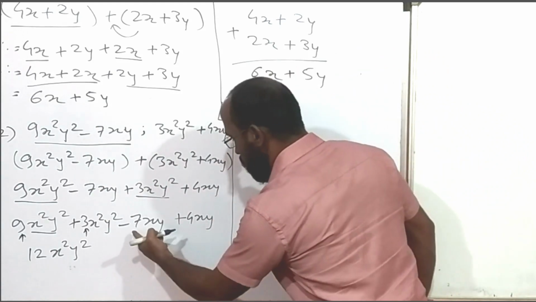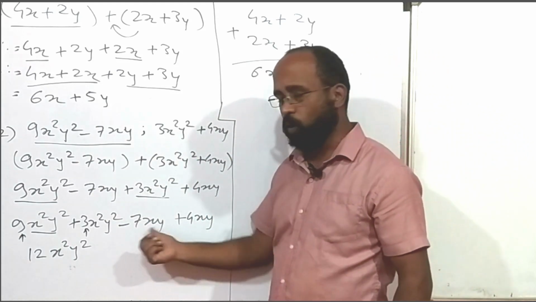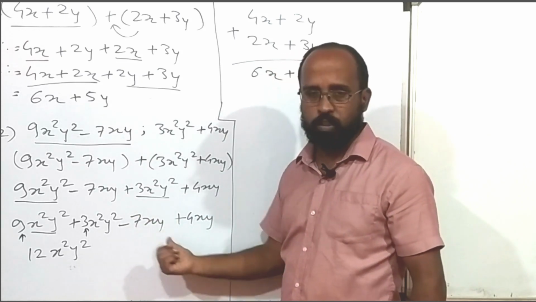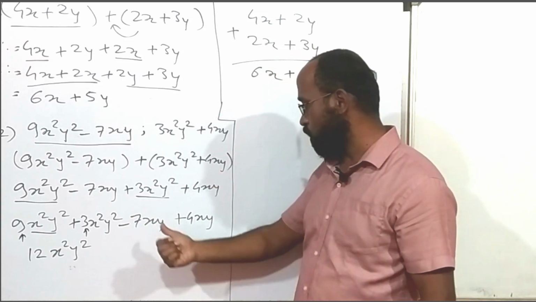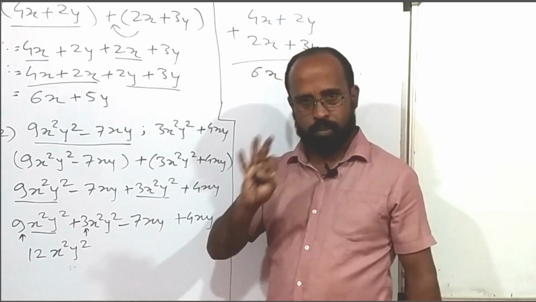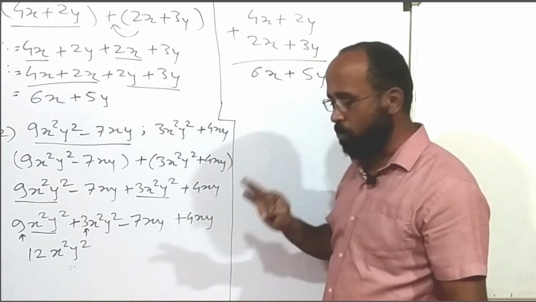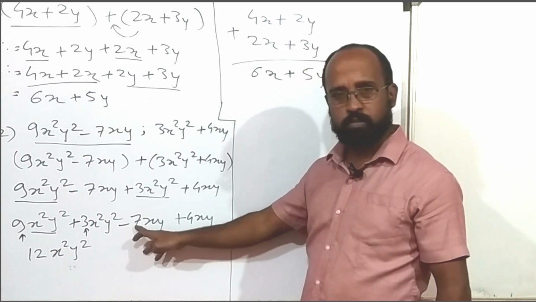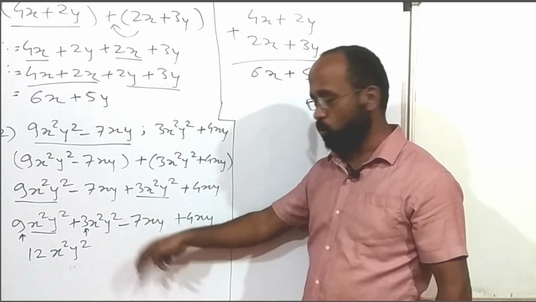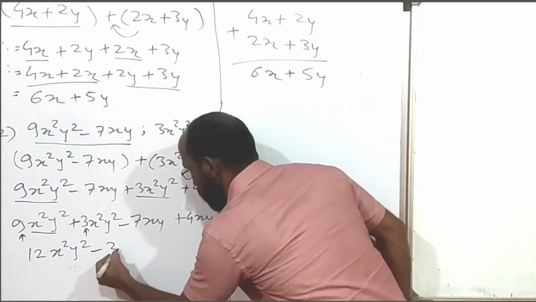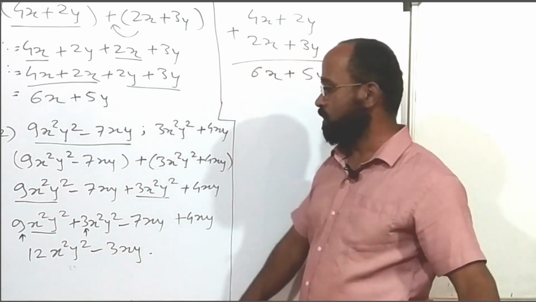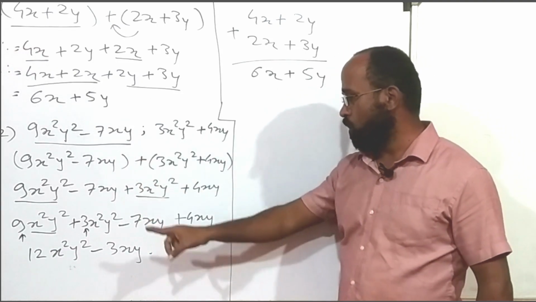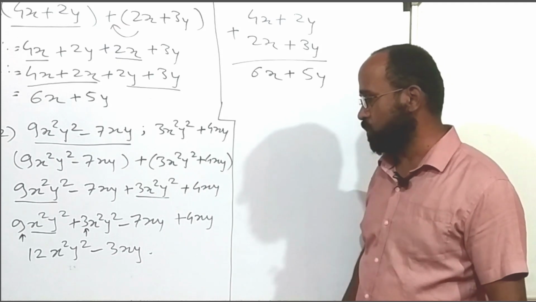Second one is minus 7xy plus 4xy. These two are like terms, but symbols are different. Minus plus minus, symbols are different. So what we have to do? Subtraction. So 7 minus 4, answer is 3. Plus 3 or minus 3, symbol of the greater number. Greater number is greater magnitude. Greater magnitude is 7. Symbol of 7 is negative. So negative 3xy. Done. So this is our answer of this term, 12x square y square minus 3xy.